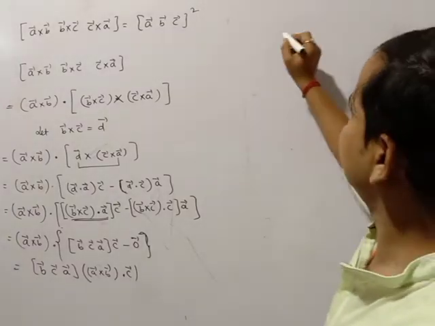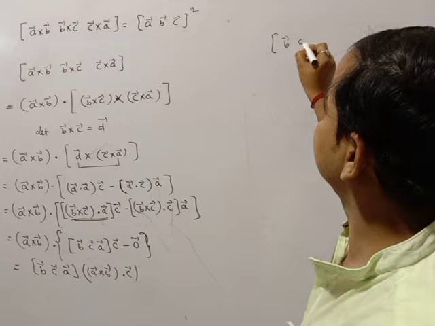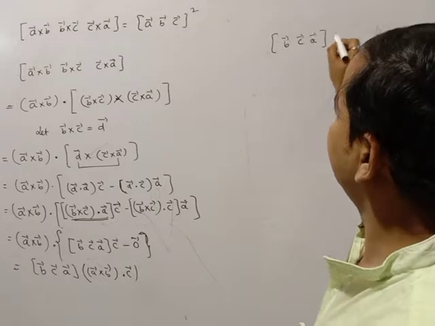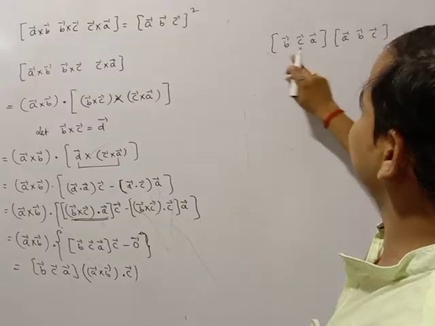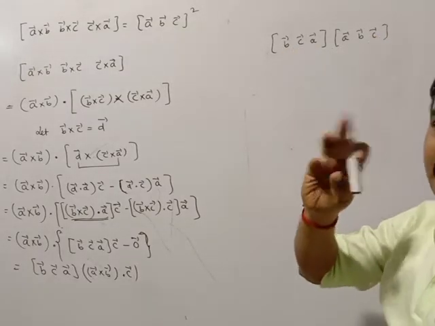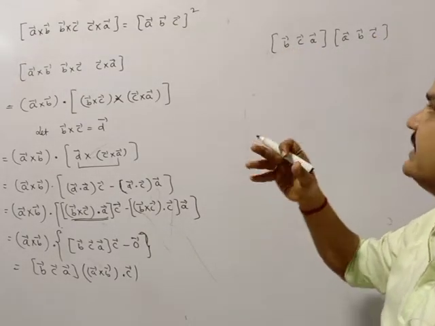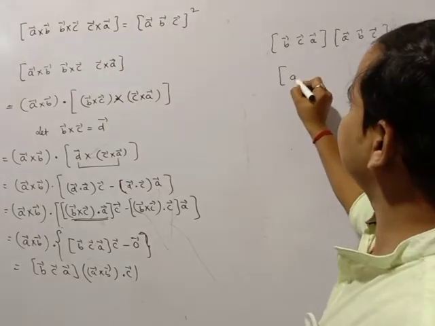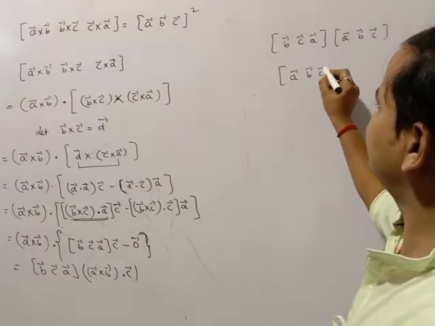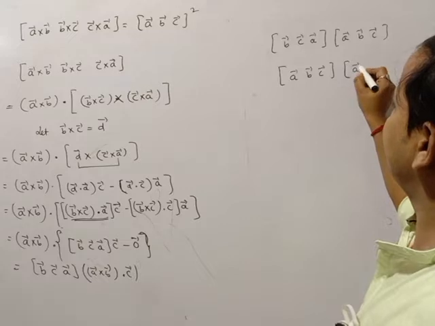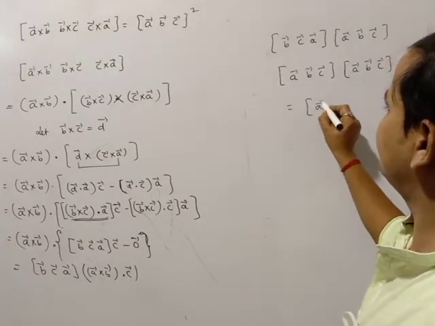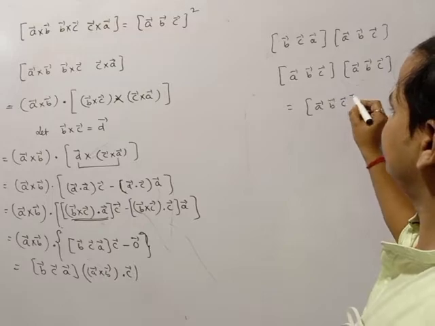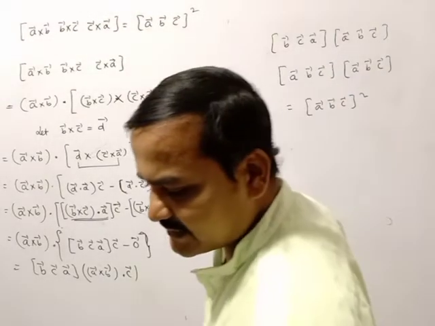What happened? It is box of b bar c bar a bar into box of a bar b bar c bar. See, it is a cyclic order: BCA, ABC, BCA, CAB. Cyclic order means you write a bar b bar c bar again, a bar b bar c bar. So that is equal to box of a bar b bar c bar whole square. Again I repeat, just carefully observe what I do.